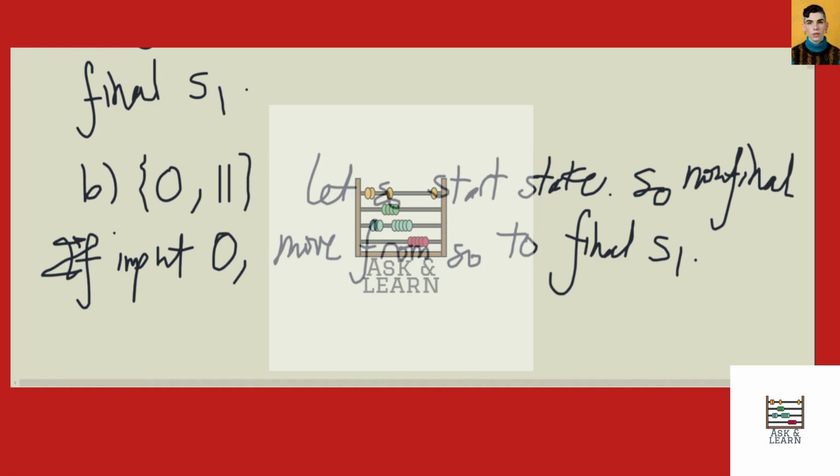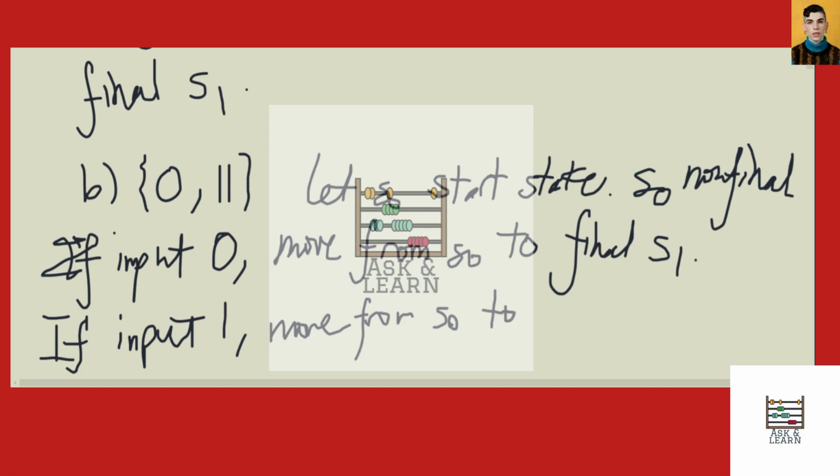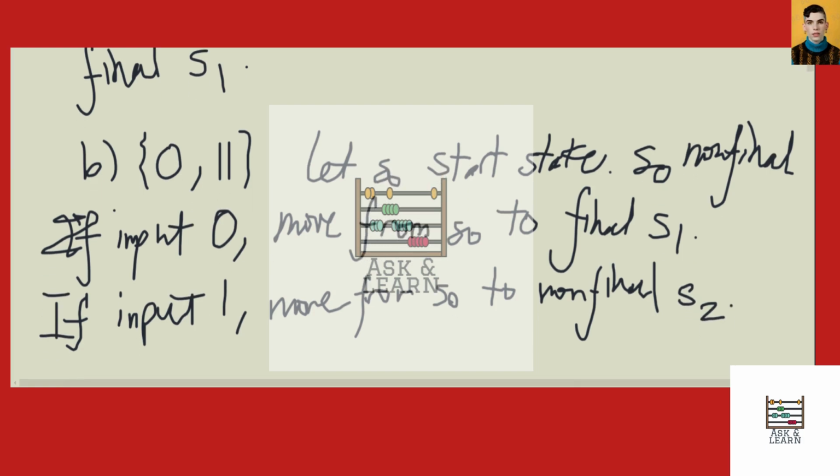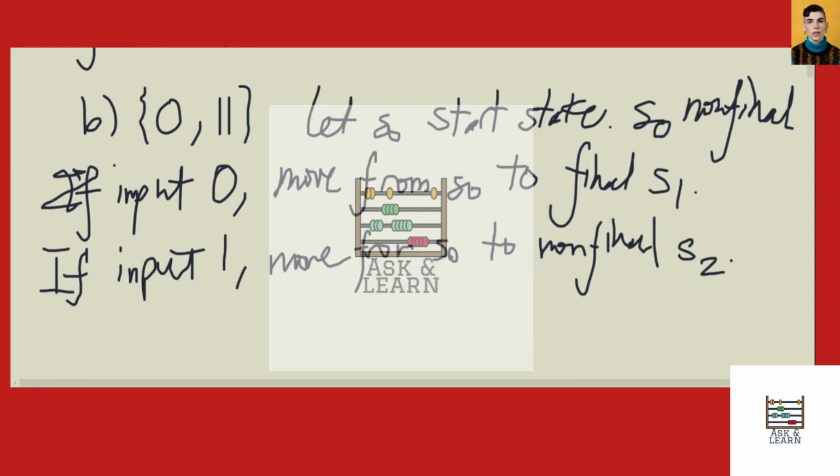Now, if instead the first input is a 1, then we'll move from S0 to a non-final state S2. Don't remain at S0, because this would imply that any string which is a sequence of 1s should not be accepted, while 1, 1 should be accepted.